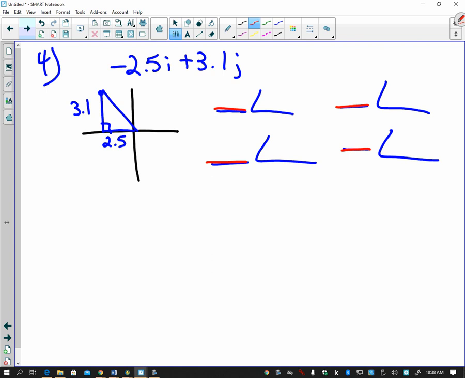All right, what do we do with 3.1 and 2.5? Add them? No. Sum and square. All right. 3.1 squared plus 2.5 squared equals c squared. Find it. Okay.